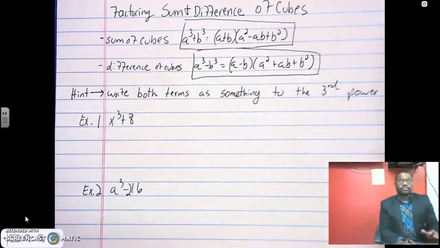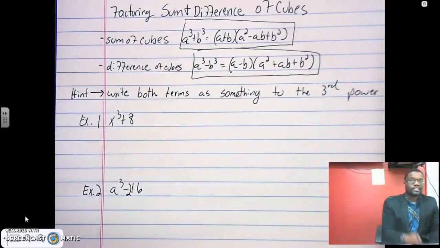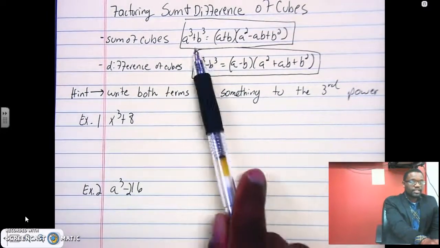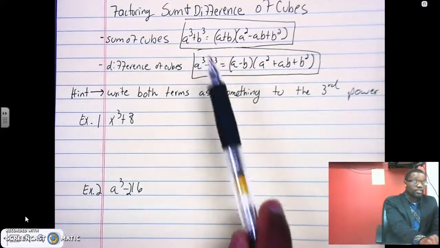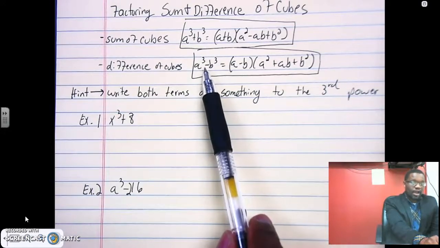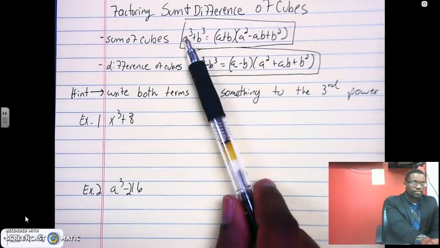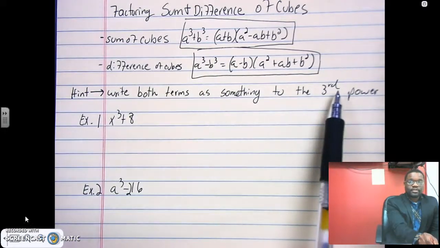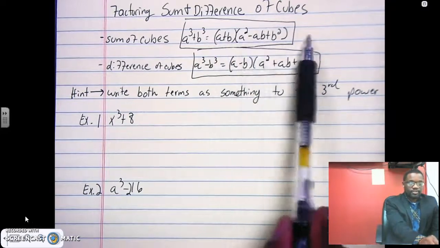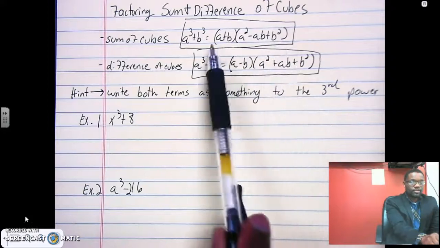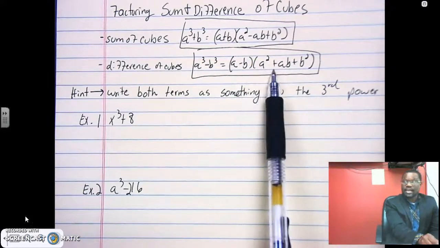Now, they're pretty much the same formula. What you'll notice is if your problem starts out with a plus sign, this is representing the plus or the subtraction or the sum or the difference of two cubes. If you can write both of them in terms of something to the third power, then all you do is substitute into these formulas. A squared minus AB, B squared. Notice that they're pretty much the same except for the signs.